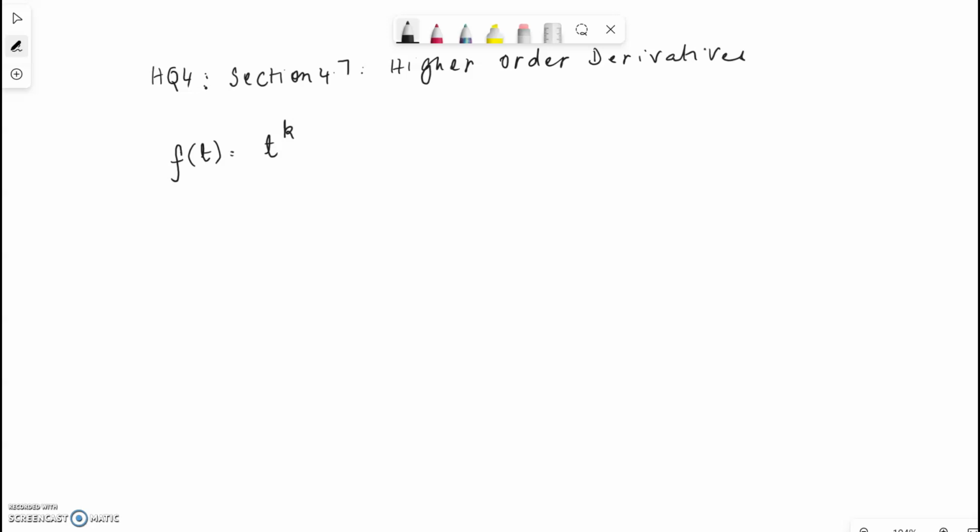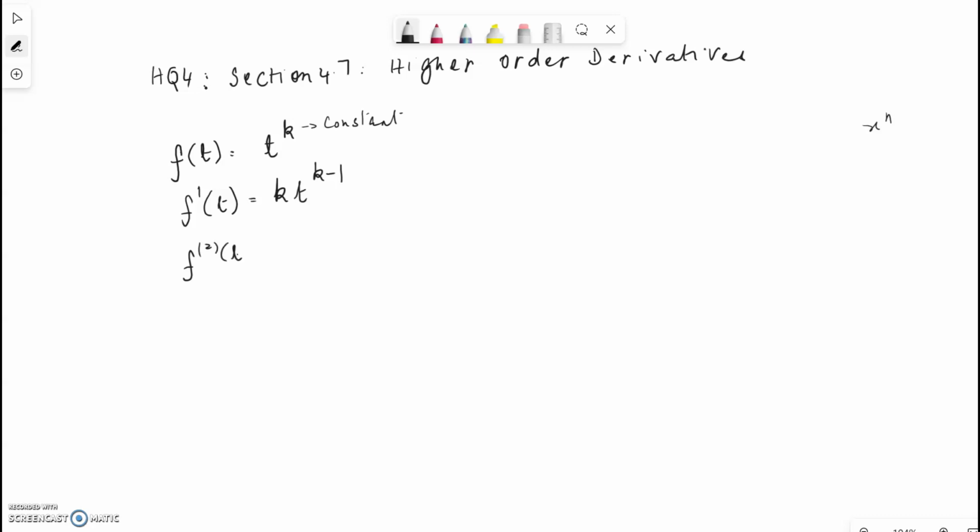We find the derivative of f of t. We differentiate f of t, which is a function of t. Note that k is a constant. We differentiate it with respect to t. So f prime of t, so it's something like x to the n. So that is k t to the k minus 1. So that's the first derivative.